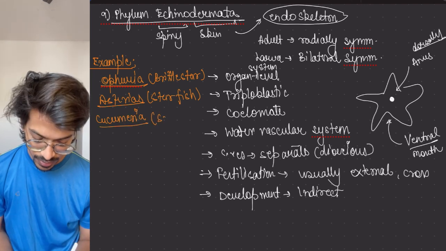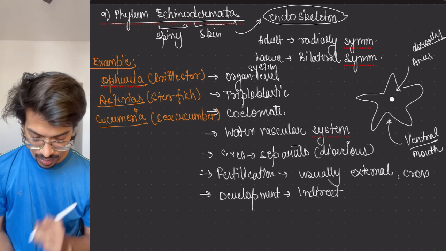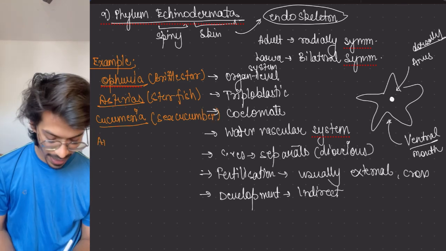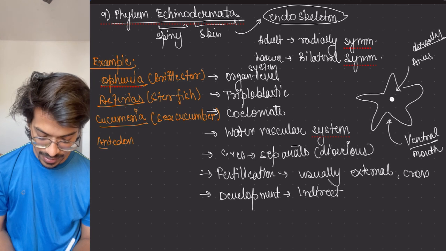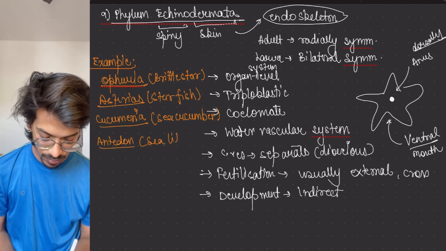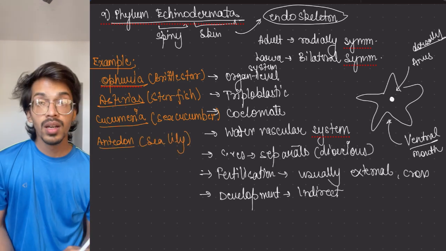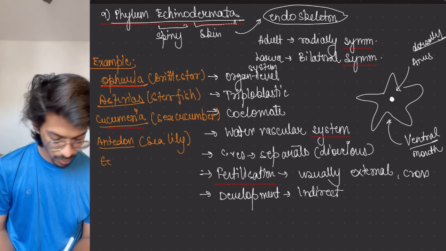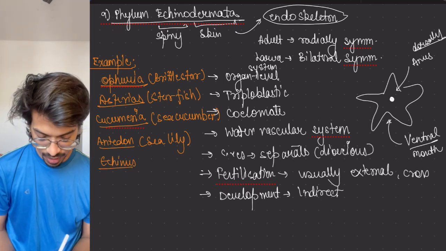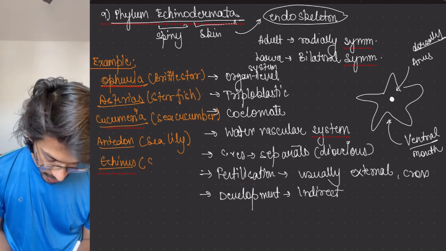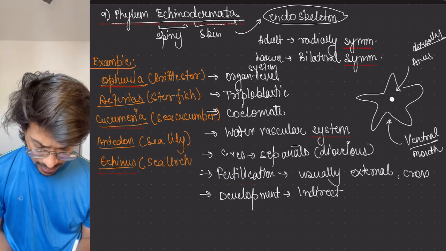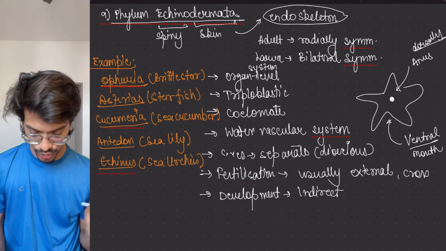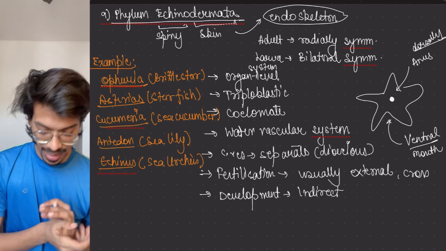Cucumberia is the sea cucumber. Then we have what? We have Antedon, that is sea lily. After that, we have one more, Echinus. And what is Echinus? Sea urchin, which people eat as a fancy dish. Okay, so these things are the example of it.